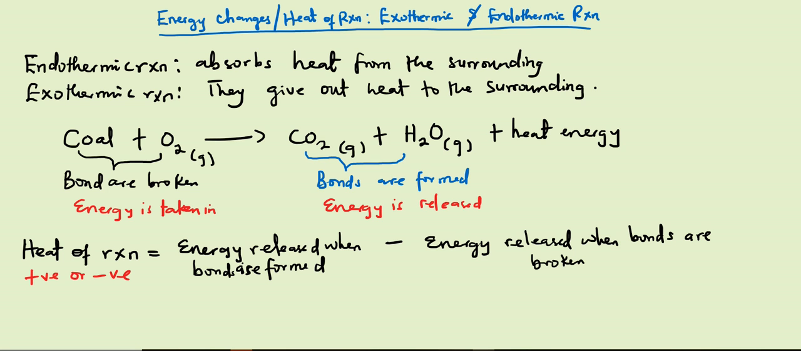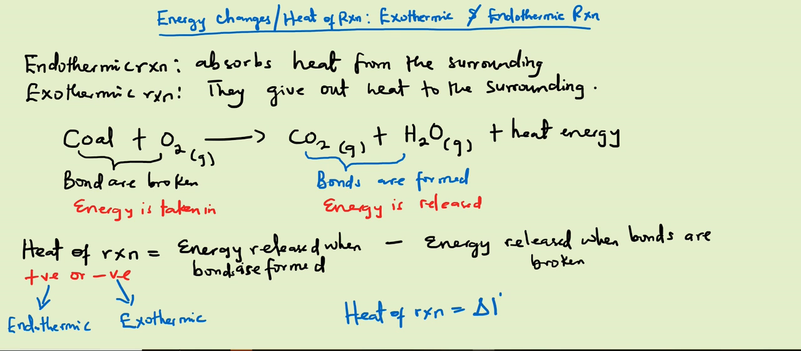So this can either be positive or negative, depending on what these two values are. If it is positive, the reaction is endothermic. And if this is negative, the reaction is exothermic. Okay, and this heat of reaction is represented as delta H. Now you need to know, there's delta H standard and normal delta H. We'll discuss more about that, but just know that the heat of reaction is represented as delta H.